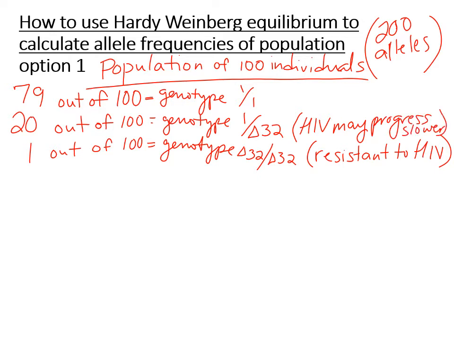And then you have the first one. Unfortunately, most of the world population is 1-1. So when we're looking at this problem, allele capital A is 1, and allele lowercase a is delta 32. Those are the names of the alleles. If you're genotype 1-1, unfortunately, you are susceptible to HIV, and most of the world population is genotype 1-1.